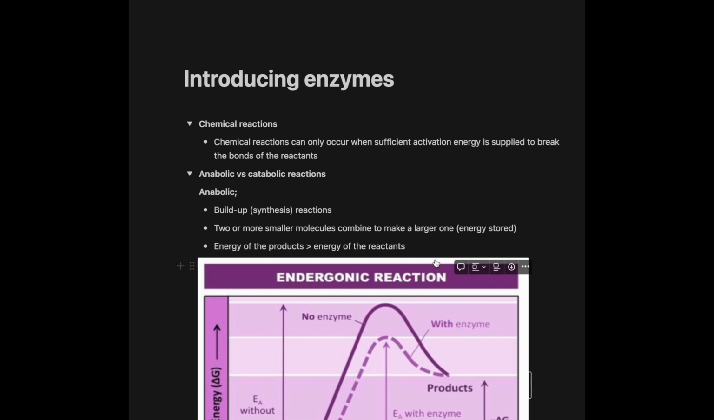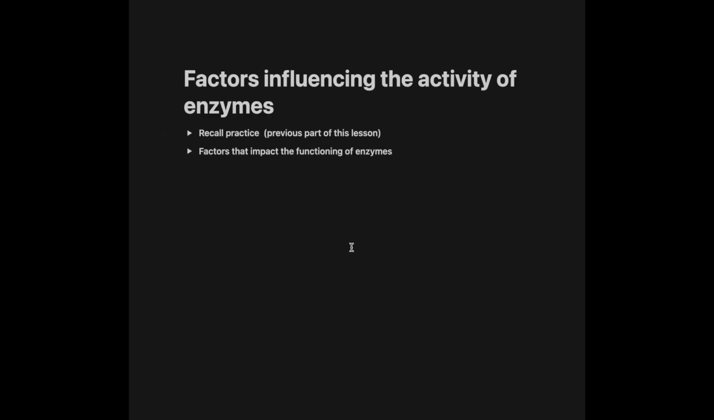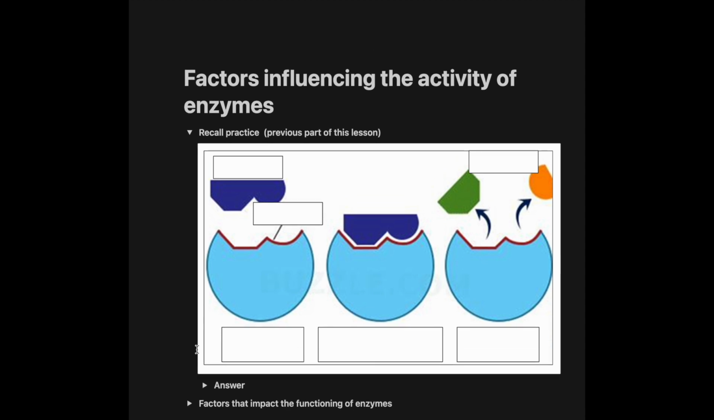Okay, let's go to the next one. Factors influencing the activity of enzymes. So first of all, let's go through some recall practice to make sure you understood everything that we learned in the previous part of this lesson. So I'll give you 10 seconds. Try to fill out all these spaces. All right, so you can pause the video if you need more time.